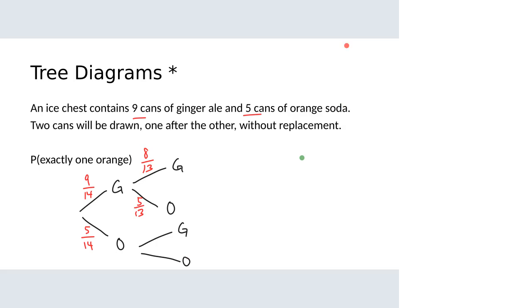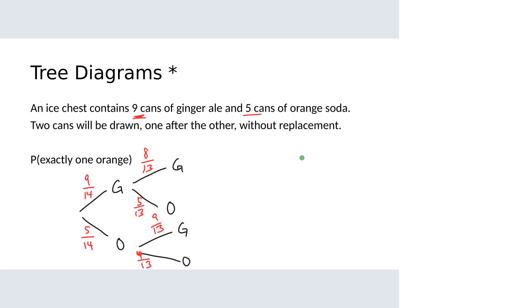And this is going to change our probabilities a little. We've got 13 left in the ice chest. And of those 13, let's see, I started with 9 ginger ale. I took out an orange, so I still have 9 ginger ale in there. 13 left in the ice chest. I started with 5 orange. I took out an orange, so I have 4 left.